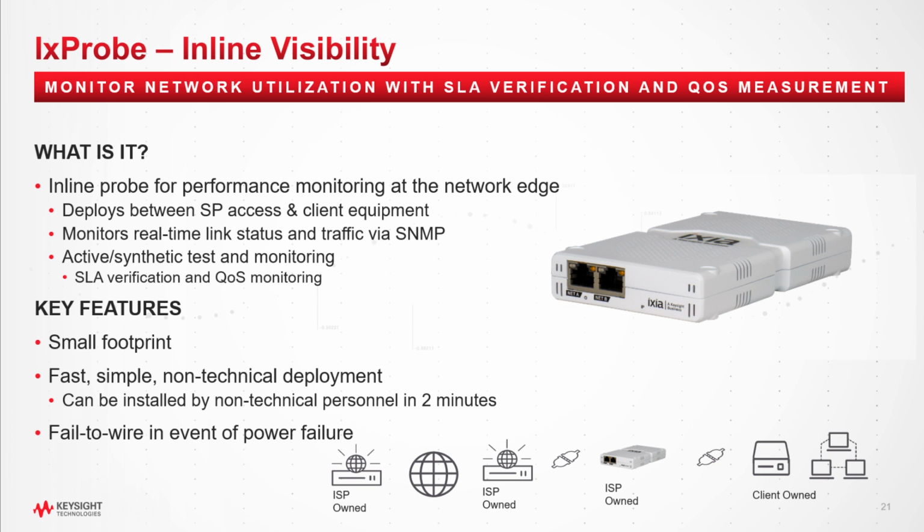So at any point the client starts to complain, well, I'm not getting good service to Microsoft 365 because I don't see X amount of speed, the ISP can verify, well, we're not seeing what you are seeing. It may be your applications or your network configuration. So in a lot of cases, this can be very useful for SLA verification and QoS monitoring.